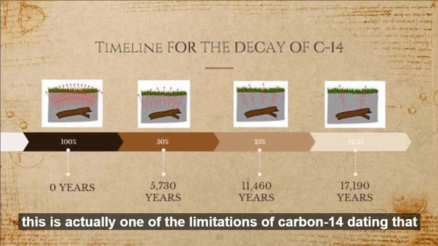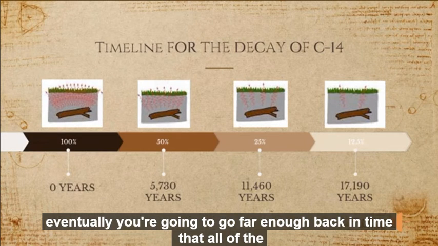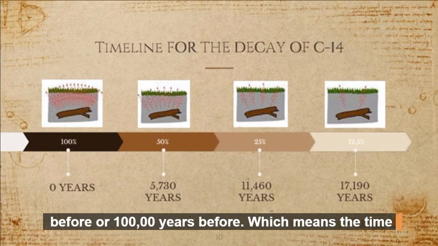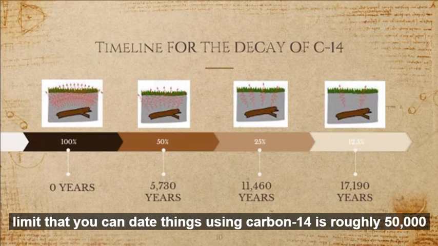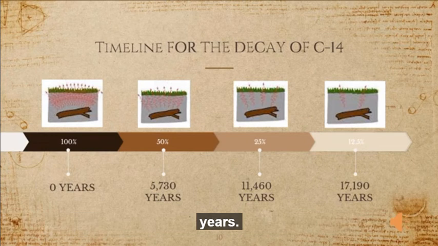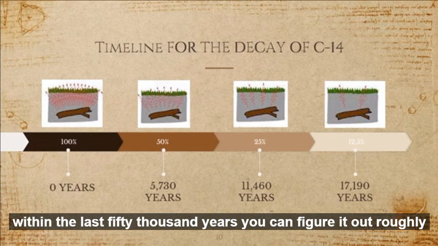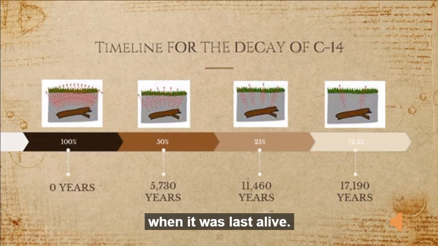And this is actually one of the limitations of carbon-14 dating, that eventually you are going to go far enough back in time that all of the carbon-14 atoms have decayed. And you don't know whether this took place a day before or 1,100 years before, which means that the time limit that you can date things using carbon-14 is roughly 50,000 years. But as long as you are trying to date something that lived on Earth within the last 50,000 years, you can figure out roughly when it was last alive.